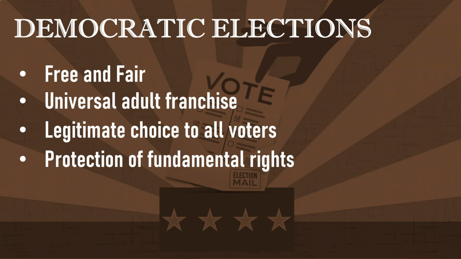Similarly, every vote has one value. So a rich person doesn't have one vote equals 100 votes, whereas a poor person has one vote equals 0.5 votes. It doesn't work like that. One vote is equal to one. That value is clear. Also, there must be a legitimate choice available to all the voters.